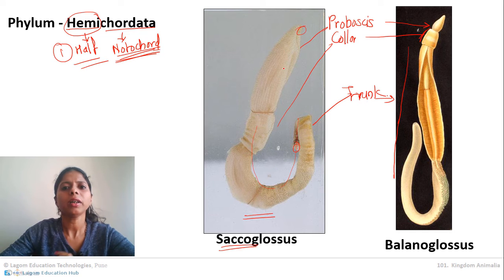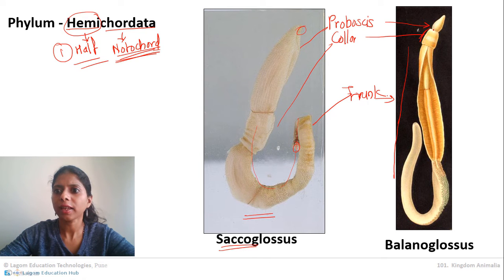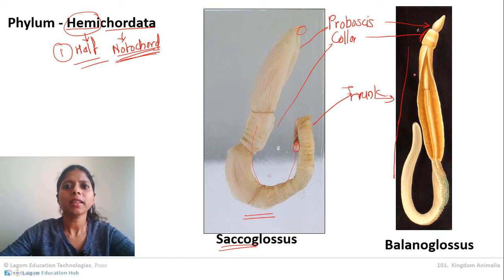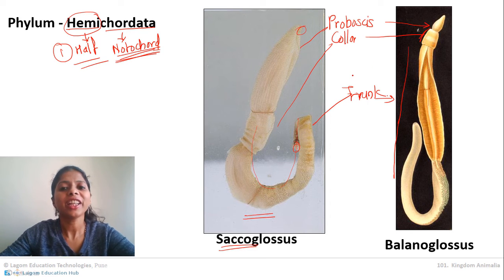Okay. Now another characteristic, they are triploblastic. They show bilateral symmetry. If we cut this animal from the center, it will make two equal halves. Next thing about these animals, these animals are called filter feeder animals.